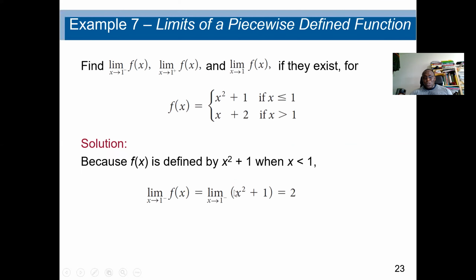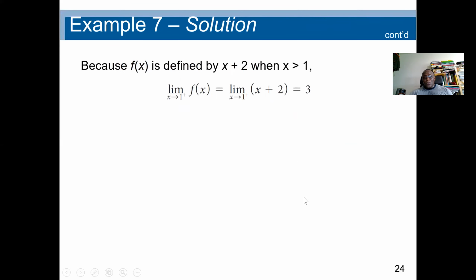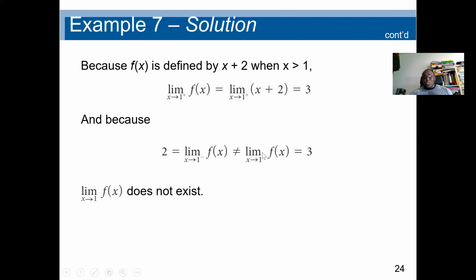We solve the first one. Since it's less than or equal to 1, we are approaching 1 from the negative side. Again, we substitute: 1 squared is 1, 1 plus 1 is 2. Now we take the second one, which is greater than 1, so it's 1 from the positive side. We get 3. So this means 2 is not equal to 3. The limit does not exist. 2 is not equal to 3, so the limit does not exist.